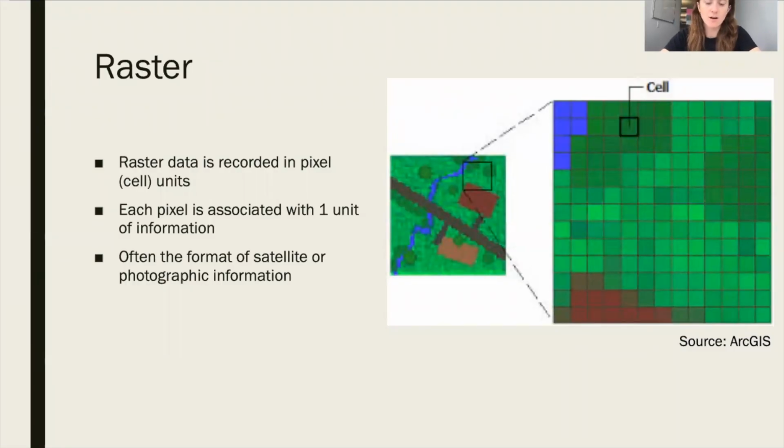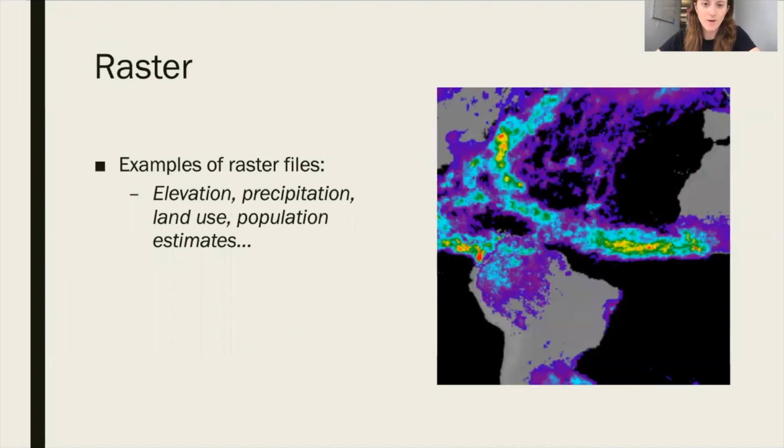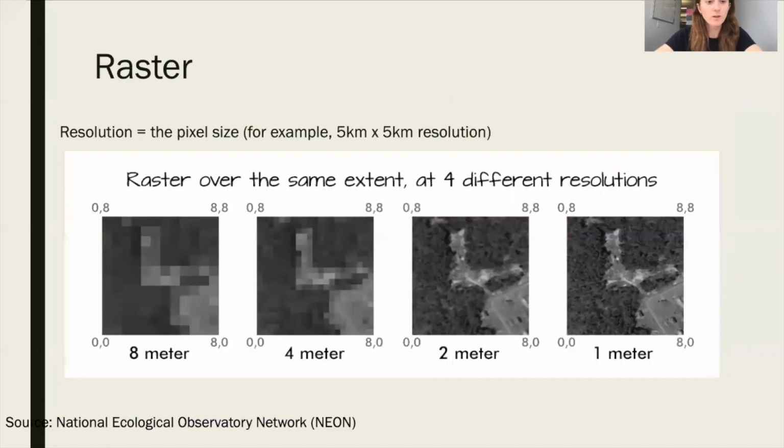So one type of spatial data is raster data. Raster data is basically gridded pixel data. Each data point is stored as a pixel, for example, as pictured on the right. Each pixel has one unit of information, and this is often how satellite or photographic images are stored. Examples of raster files include elevation, which is usually stored as a raster, precipitation, land use types, and population estimates, usually stored as a raster where it's a continuous surface and every pixel has one value.